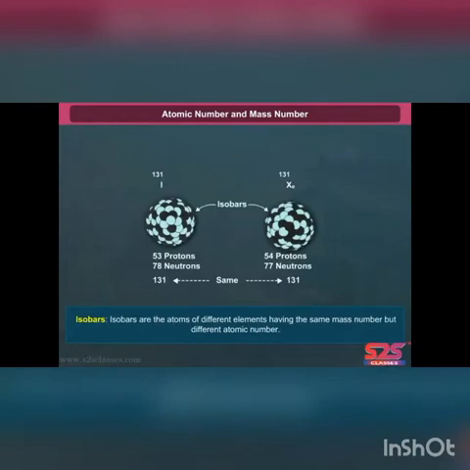The atoms of different elements having the same mass number but different atomic number are called isobars. For example, the given atoms of iodine and xenon are isobars.